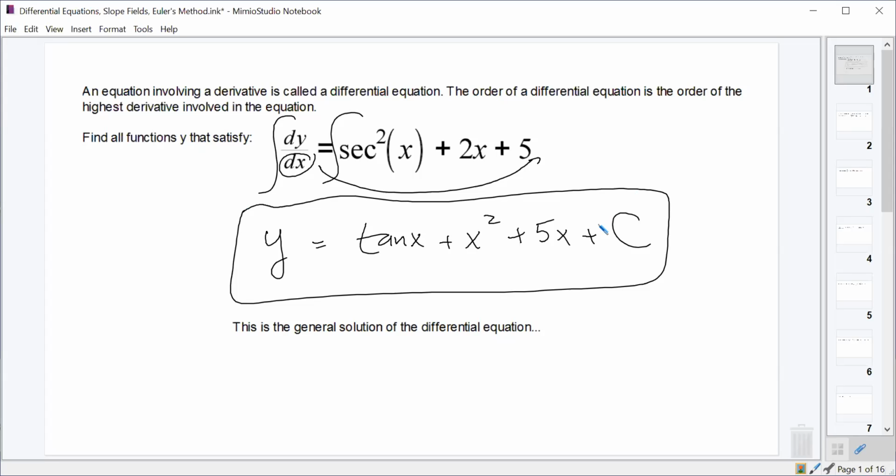So this represents the family of functions that solves this differential equation. We call this the general solution to the differential equation. Nothing different than any basic regular integration. Just integrate, put your plus c, call it good. Easy enough.